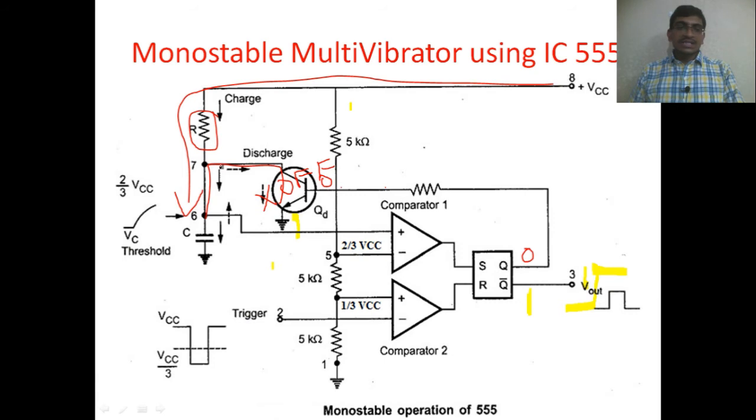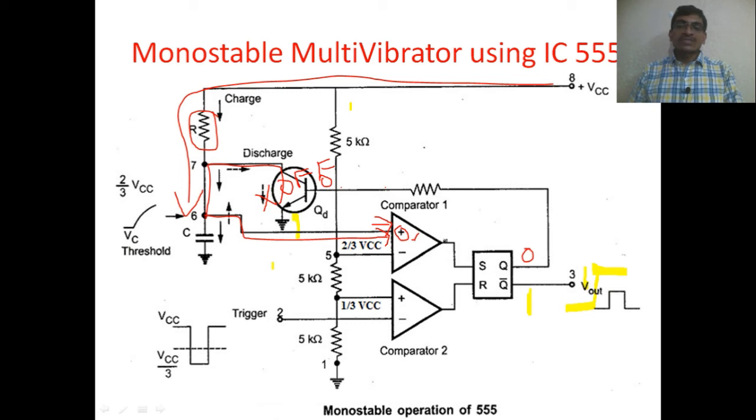The 7th pin is the discharge, and the 6th pin is the threshold voltage, which is the non-inverting input of the comparator 1. This comparator 1 has the input given with 2 by 3 VCC, and the other input voltage is given to the capacitor. When the voltage across the capacitor is greater than the voltage at the inverting terminal, which is at 2 by 3 VCC, then what happens? The voltage at the non-inverting terminal is greater than the inverting terminal. Therefore, this upper comparator will switch to the plus V saturation output.